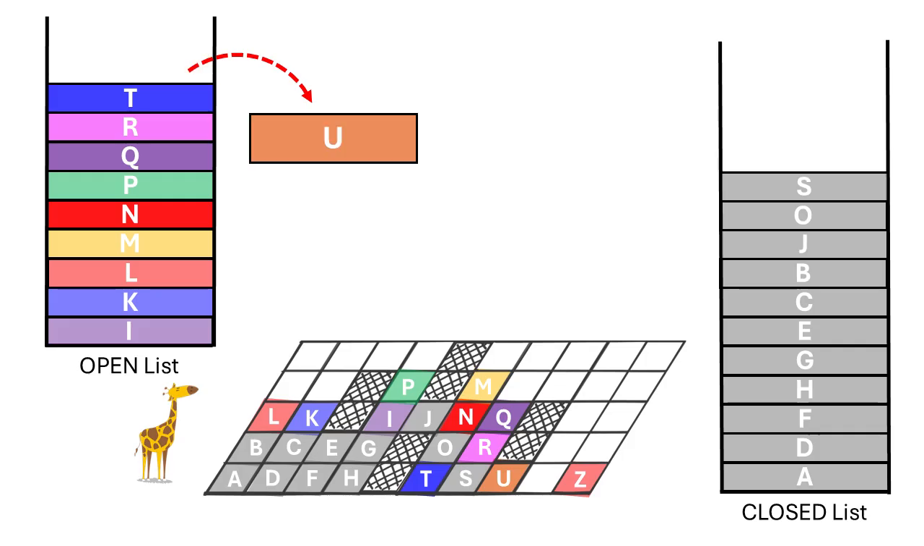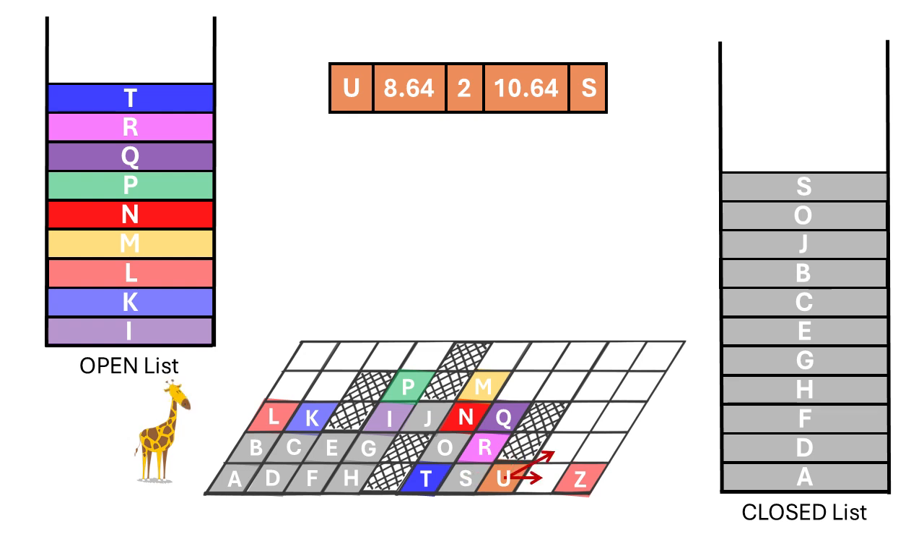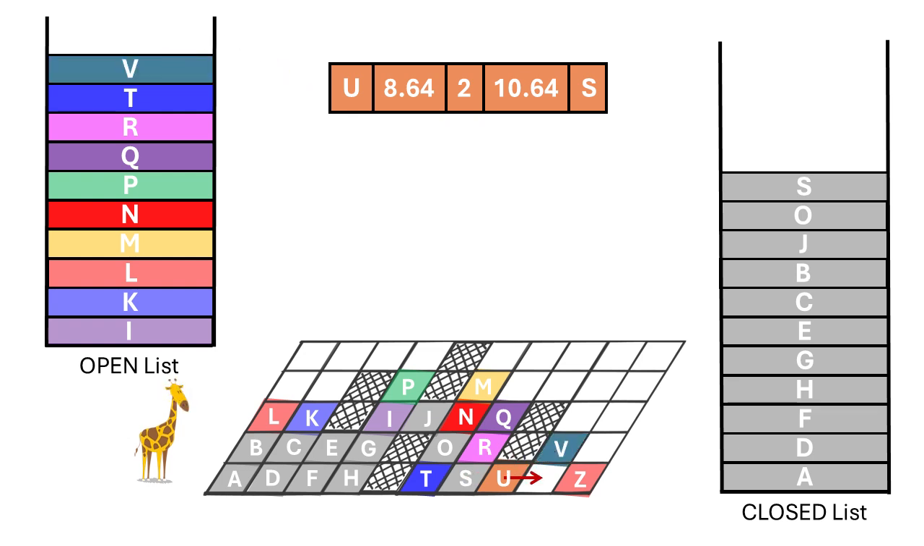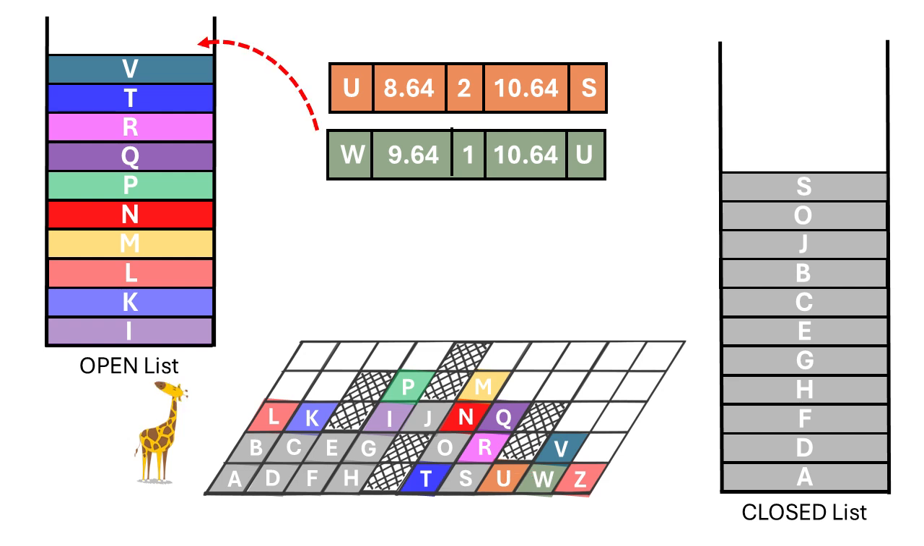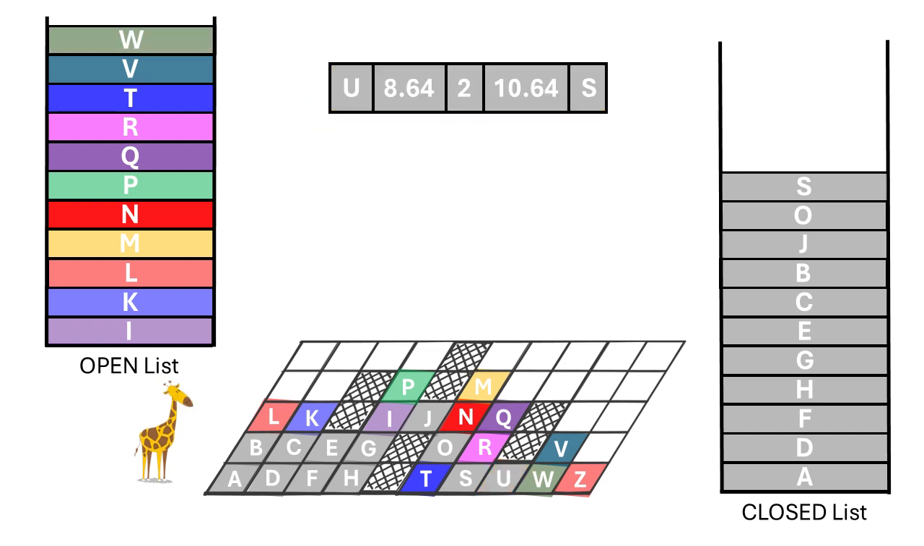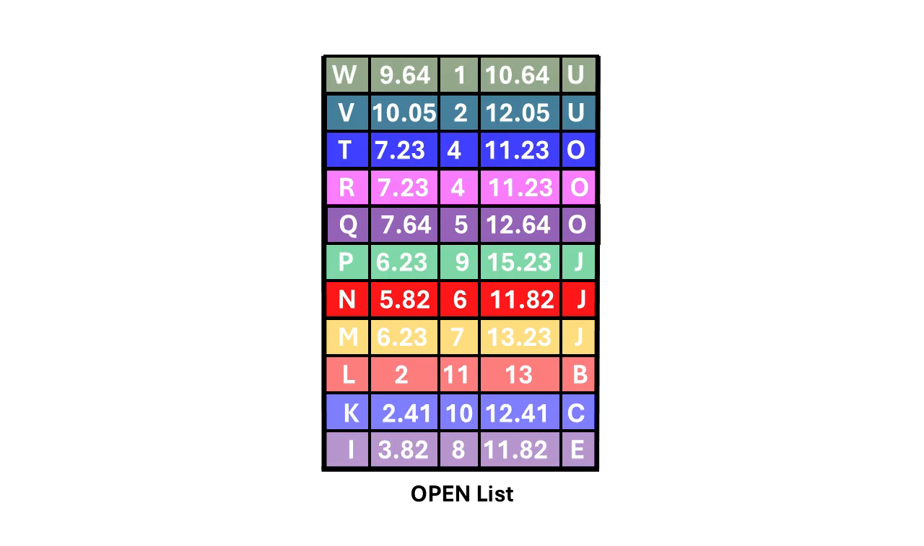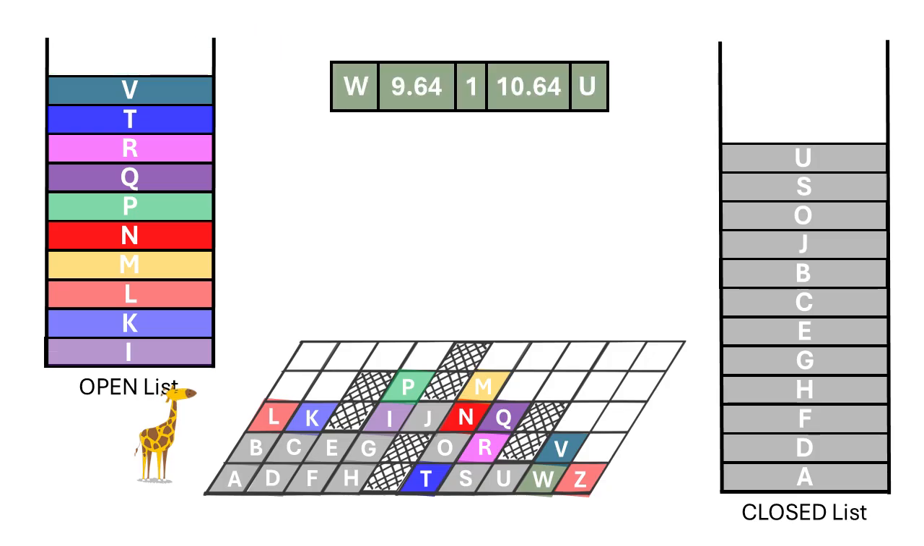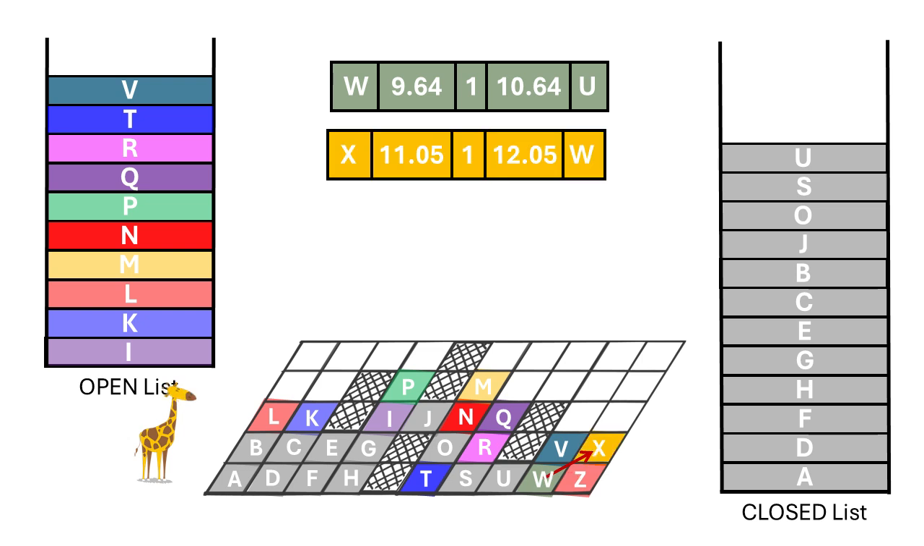The cheapest option on the open list is the node we just added, node U. Node U has two interesting neighbours, both of which are new and get added to the open list. Node U can now be moved to the closed list. Node W is now the cheapest option. It has two interesting neighbours, both of which are new, so they get added to the open list.